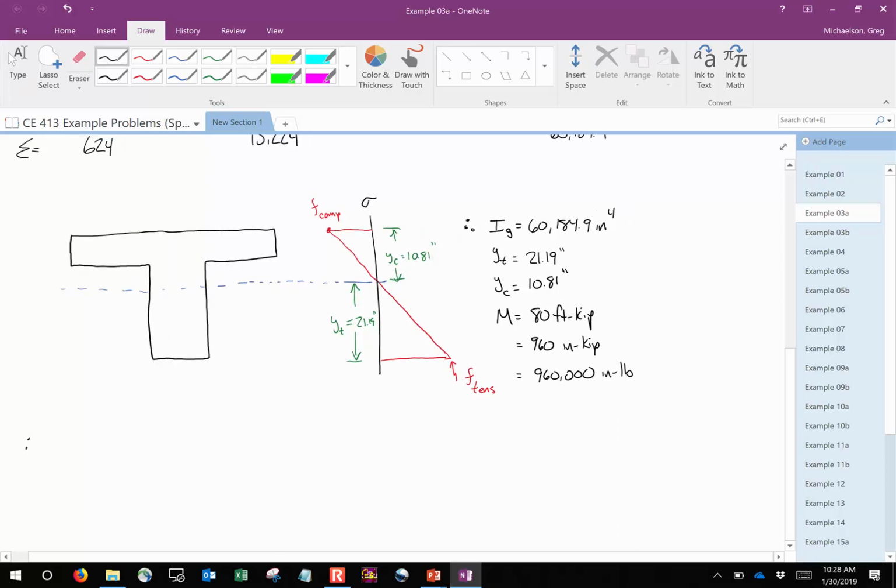And so therefore, our bending stress in compression, and we tend to use the letter F for stresses in concrete. So bending stress, you're probably used to sigma equals My over I. So we're going to say M times y, in this case Y sub C, over I sub g. And so that is 960,000 inch pounds times 10.81 inches divided by, was it 6,000 or 60,000? 184.9 inches to the fourth.